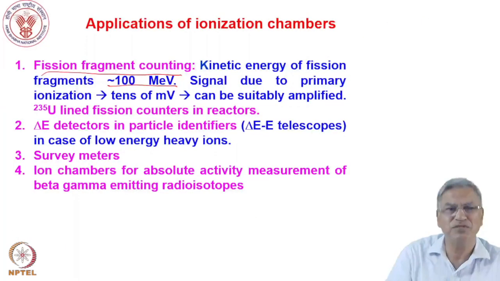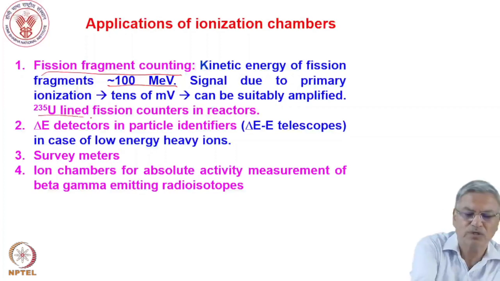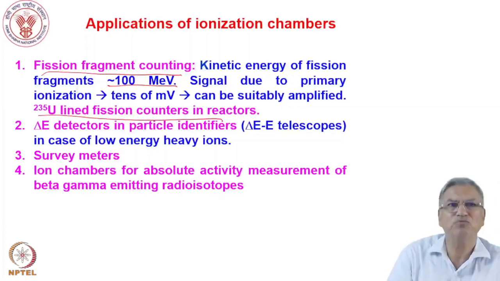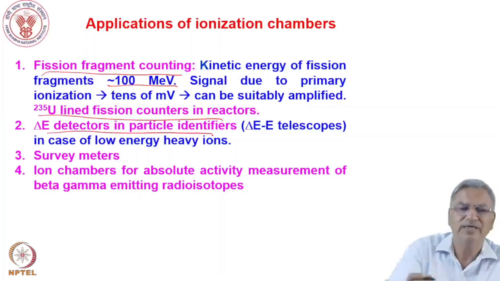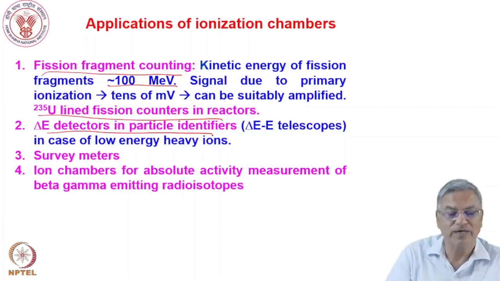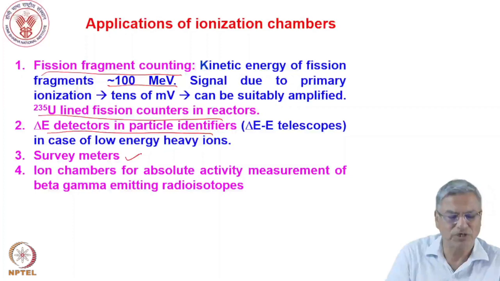So particularly fission fragments can be counted in an ionization chamber without any background. In fact, in reactors, U-235 lined chambers are used for neutron monitoring. In addition to that, they are also used as delta E detectors in particle identifiers in nuclear reactions, where you have heavy ions that you want to detect using a delta E-E telescope. But mostly, in survey meters in current mode, the ionization chambers are used.